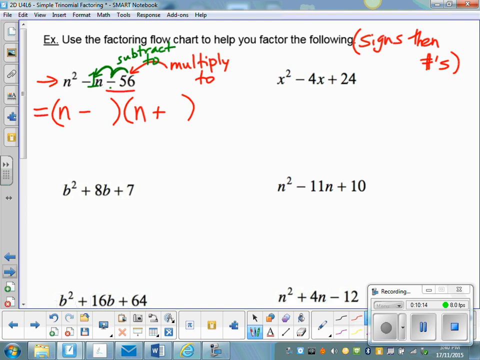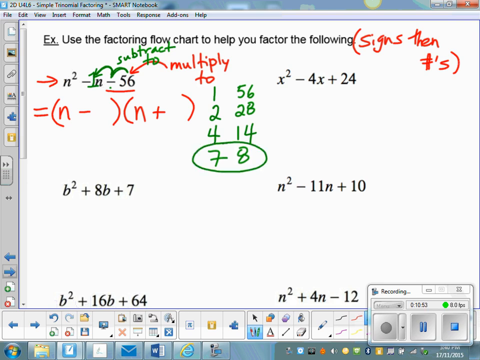Well, numbers that go into 56: 1 times 56 is 56. 2 times 28 is 56. That's not going to work. 3 doesn't divide into it. 4 goes into 56 14 times. That's not going to work. 6 doesn't win. 7 goes in 8 times. And I think that's it. So I'm looking for two numbers that multiply to give 56 and subtract to give -1. And the 8 and the 7 are going to work for me.